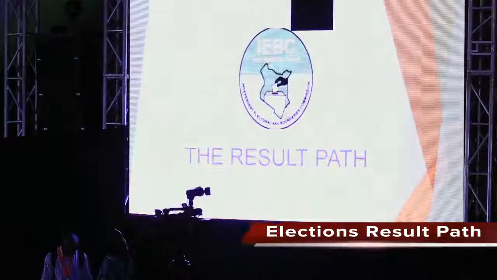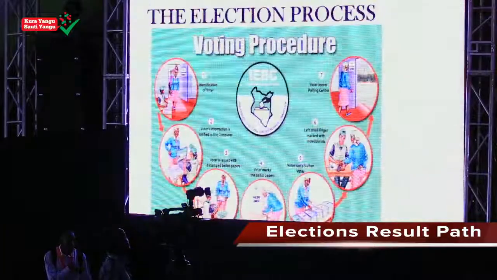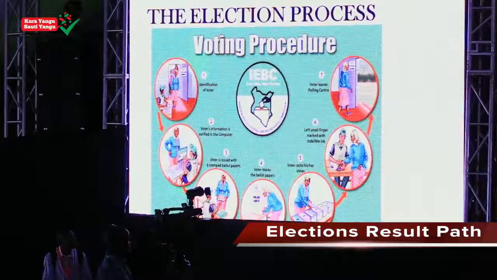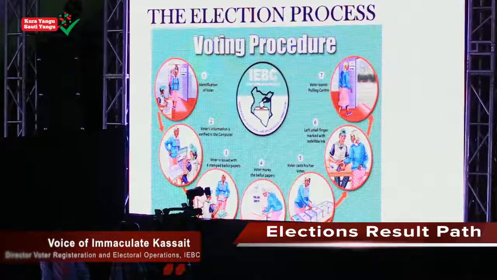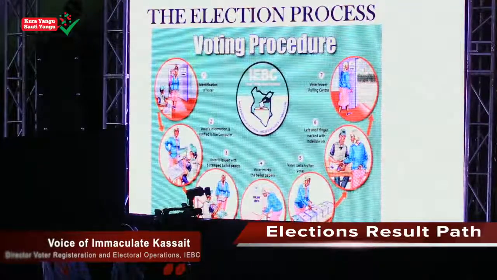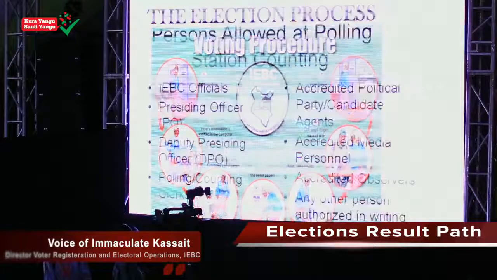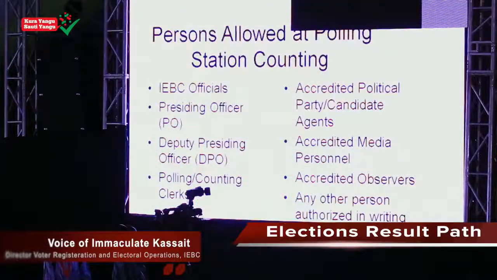This is what the result path will be like. That is the voting process, which has 7 steps. After the close of polls, then what? Next slide, please. After the close of polls, these are the people who are allowed into a polling station.